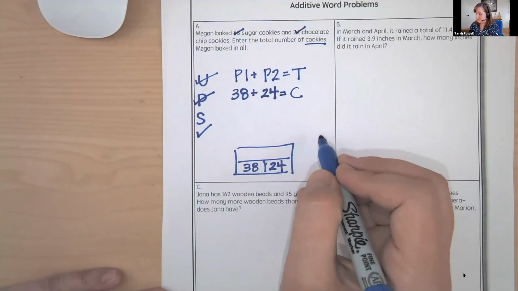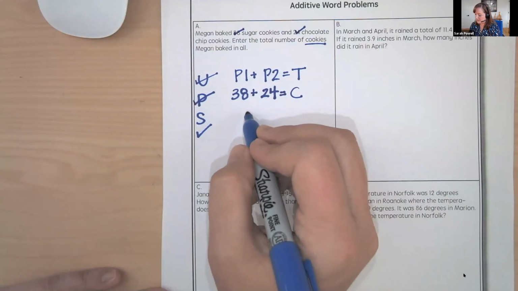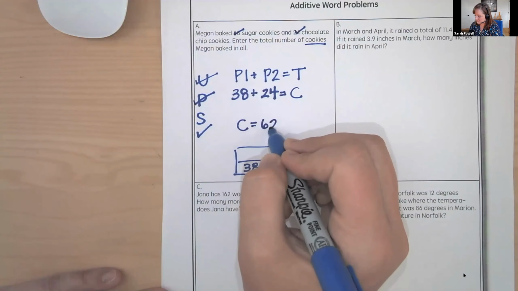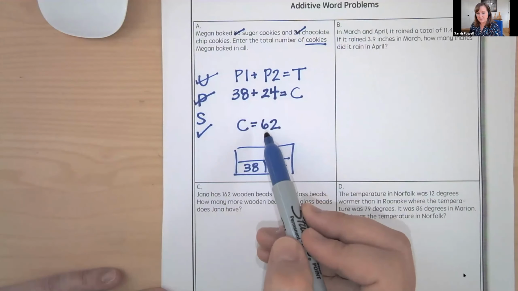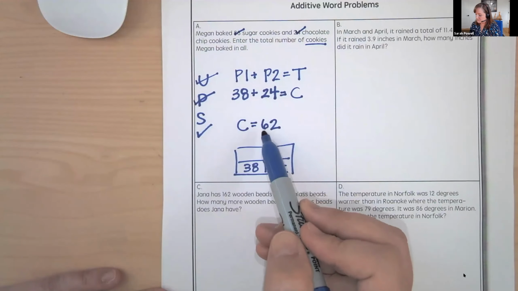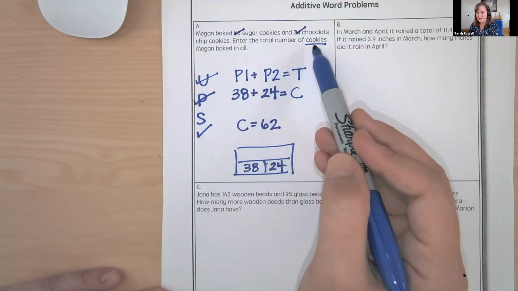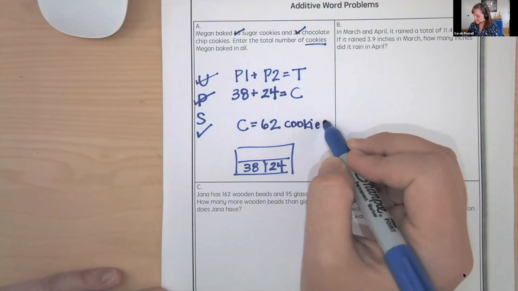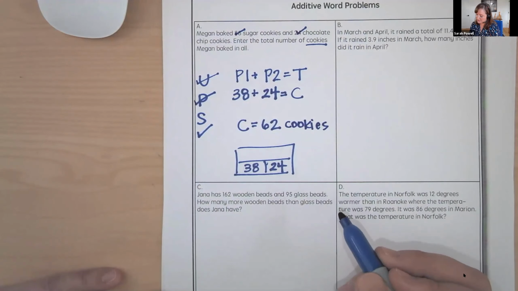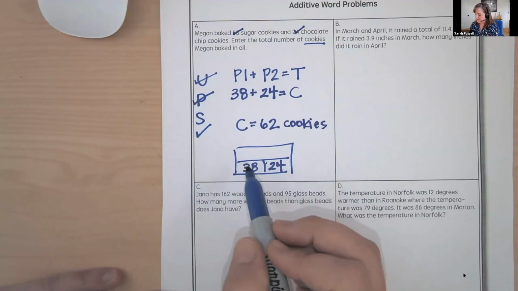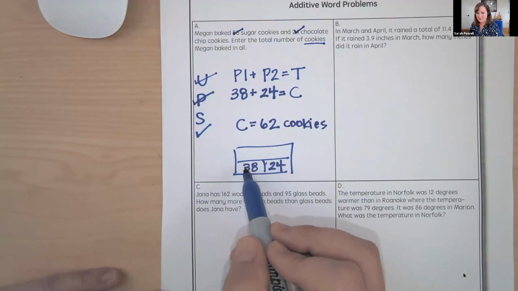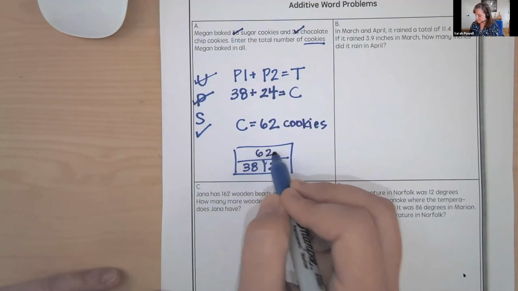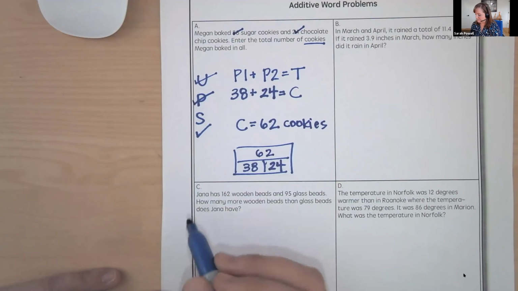So 38 plus 24, I'm going to do the math here. So C equals 62. And I like to put a label on this numerical response. So 62 is talking about, well, what did we underline? Cookies. So 62 cookies is how many cookies Megan baked in all. And if I was using my graphic organizer, I could see a 38 plus 24 combined to equal 62. So another way to use the graphic organizer.